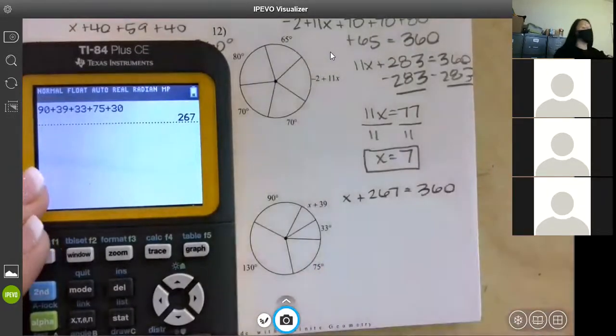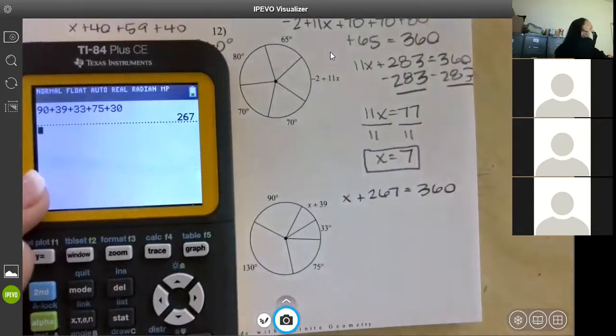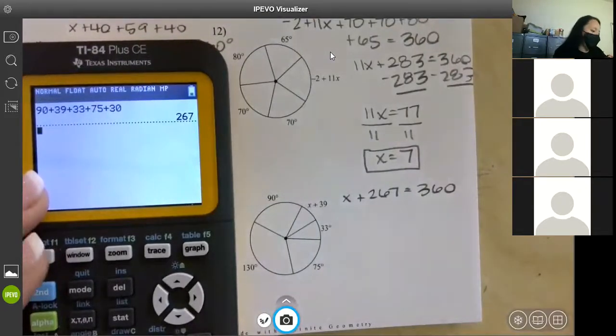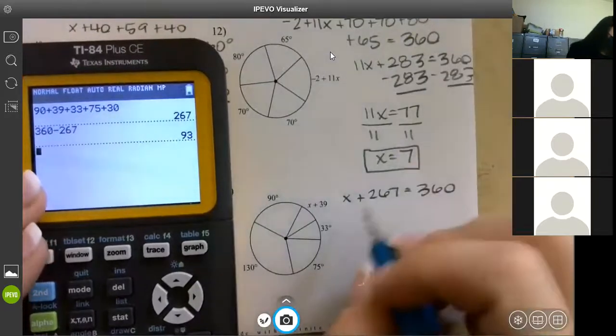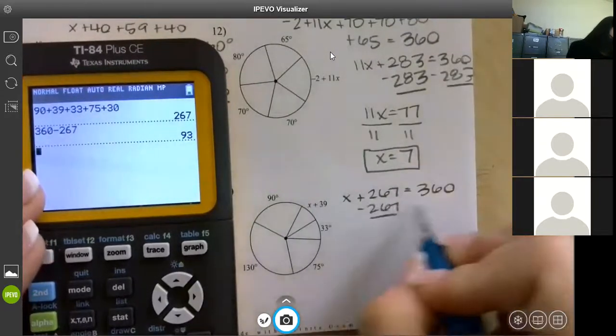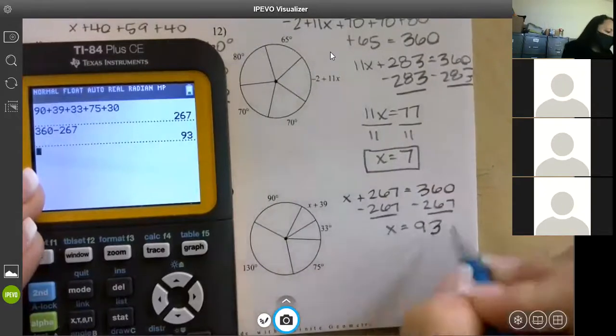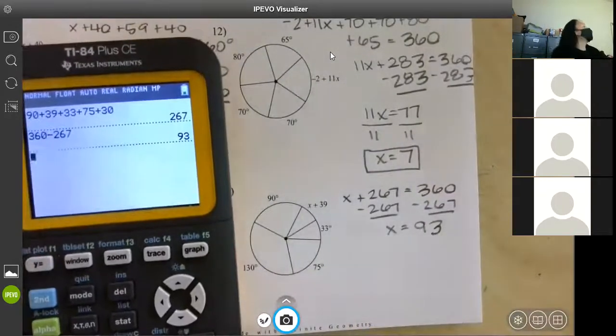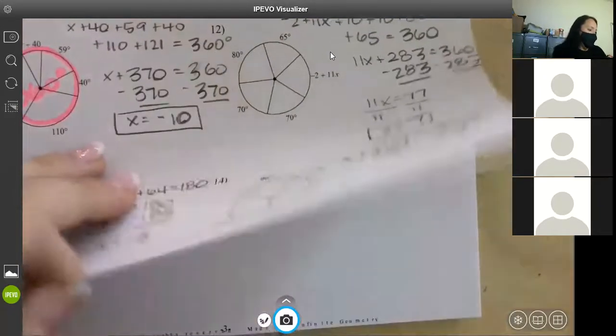That equals 360. That is what I would do on my paper. I would not write all of everything out that I'm adding together. I just did that for you guys to see later on. Subtract your 267. And you get x equals 93. You left out the 130 on the circle. Any questions? Everybody okay? All right.